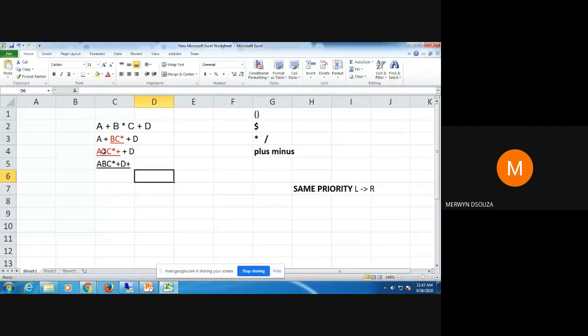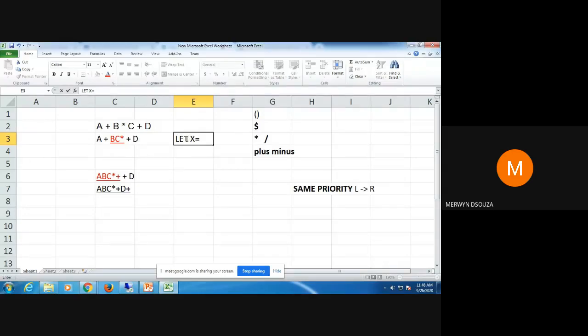If some of you are getting confused, you can do resubstitution. I'll just do it for one step here. You could have said, let X equal B C asterisk. Then this would have become A plus X plus B. Then you would have solved this and got A X plus B. So this part was solved. And then when you resubstitute X, you would have got the same answer that I have already got.